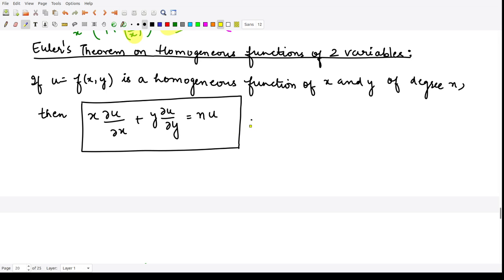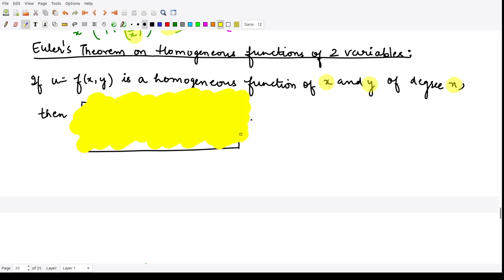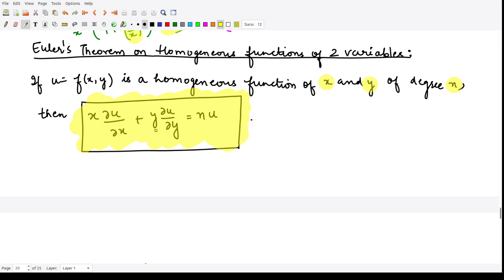It is a very important theorem. It states that whenever you have a homogeneous function in the variable x and in the variable y having degree n, then this expression is always true. The expression says x del u by del x plus y del u by del y is equal to n, and what is n? n is the degree, into the function u.